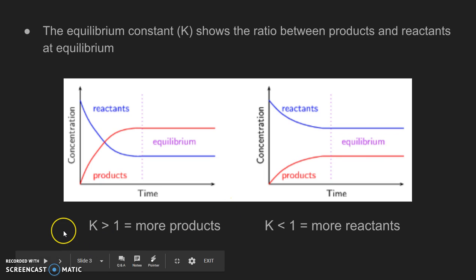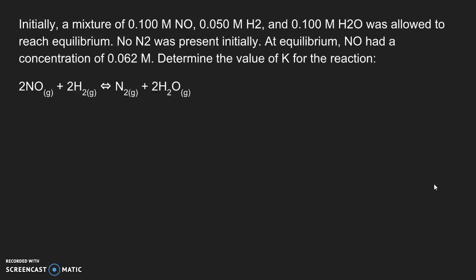And if K is greater than 1, it means you have more products. And if K is less than 1, it means you have more reactants once you reach equilibrium. And the larger or smaller that K is, the larger this difference will be between reactants and products.